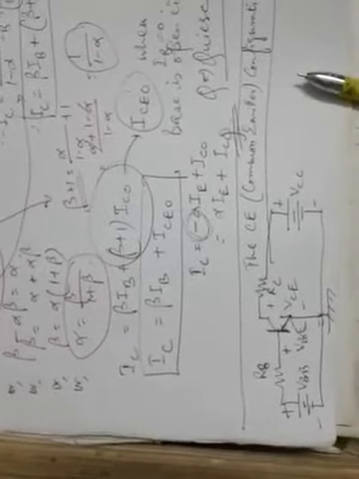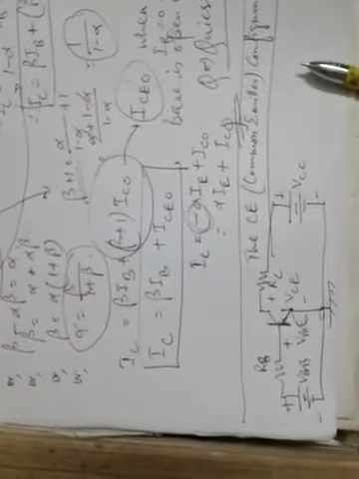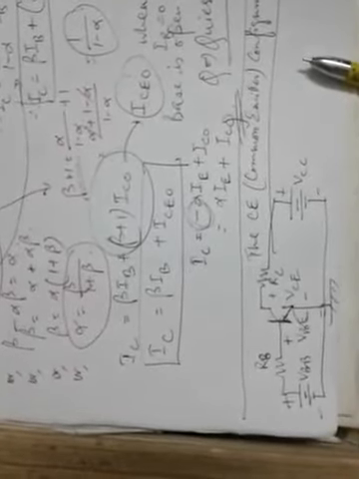This circuit has two loops. One is the left loop. This loop is called the base loop or the input circuit, and the right one is the output loop, or it is called the collector loop. So there are two loops in the circuit. We are also segregating as input and output. Base side is the input and collector side is the output.